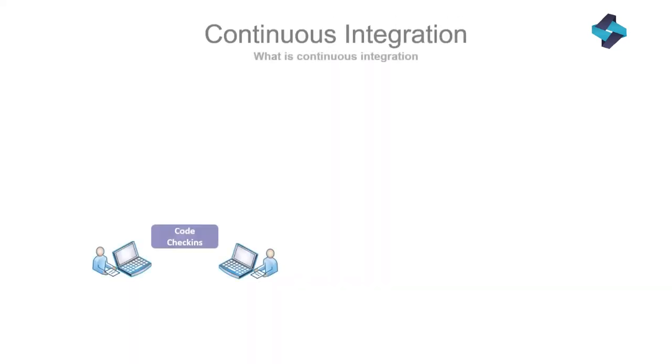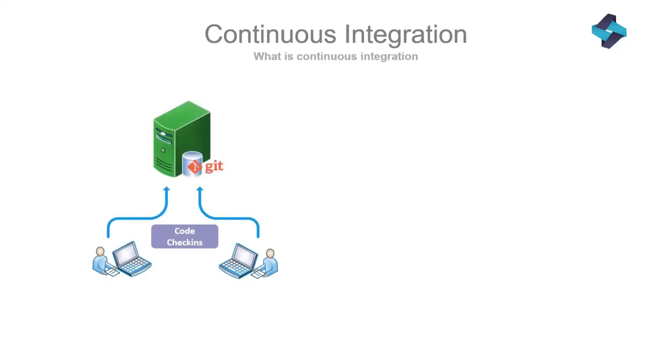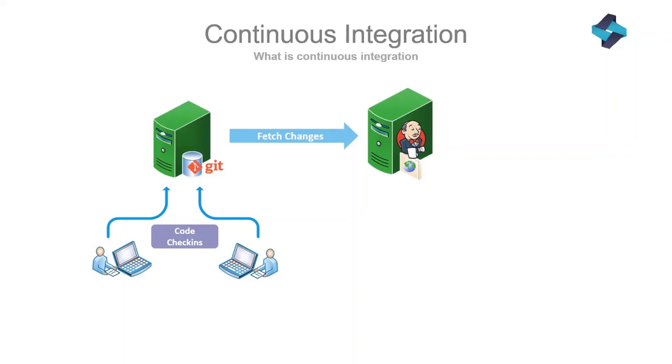Now let's see how it works in practice. During the course of a regular software development lifecycle, one or more team members check in their code regularly into a source version control system or repository like Git, Subversion, etc. The CI server then fetches these fresh changes and integrates them. It then runs the build processes and produces a bundle of software build artifacts. These artifacts are then versioned and stored in a build repository.